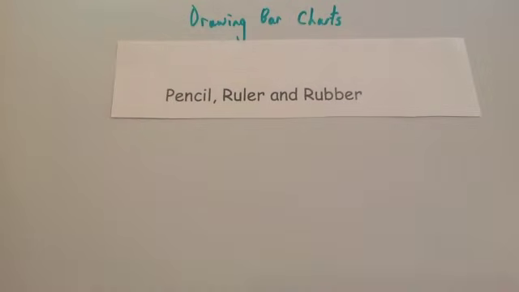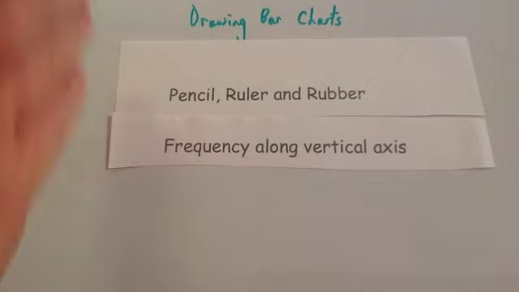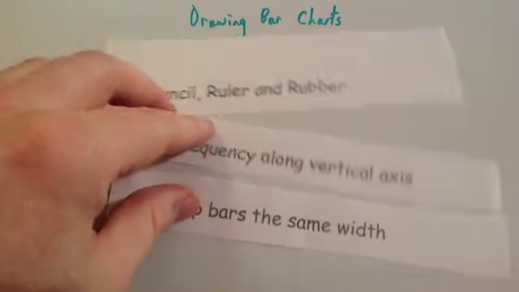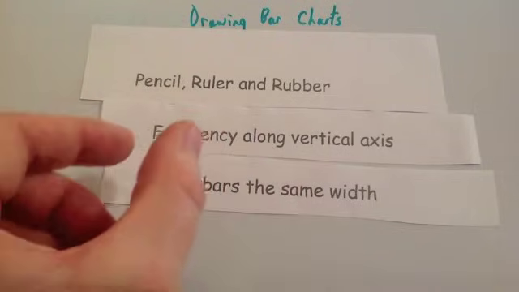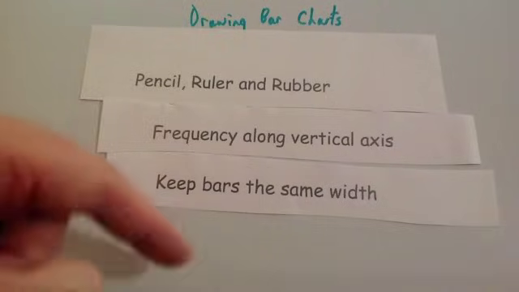Next, always put the frequency along the vertical axis. So you're going to put frequency up the vertical axis. Always make sure that you keep the bars the same width. On your bar chart, make sure each of the bars is the same size across, the same width. The only thing that should be changing with the bars is the height of them.